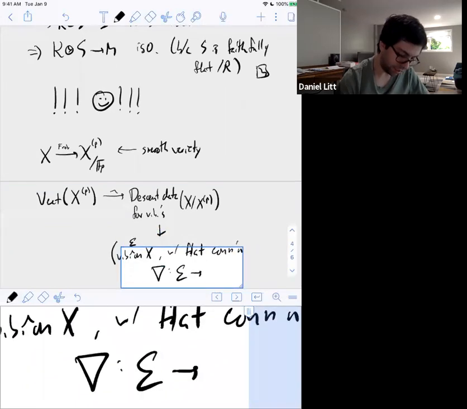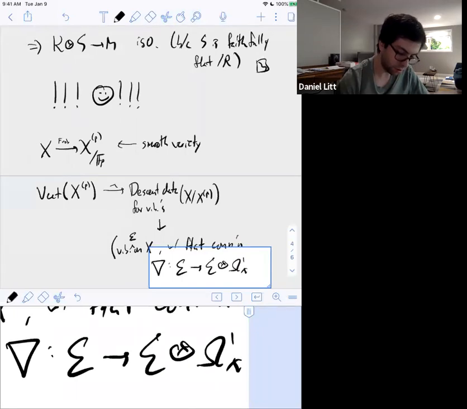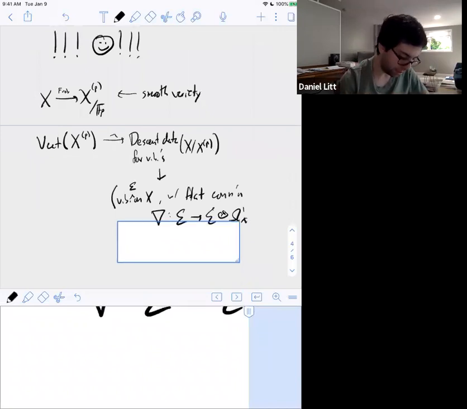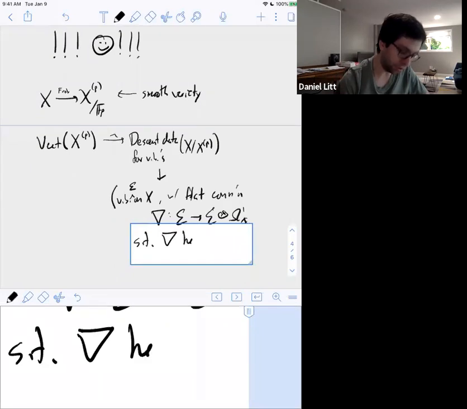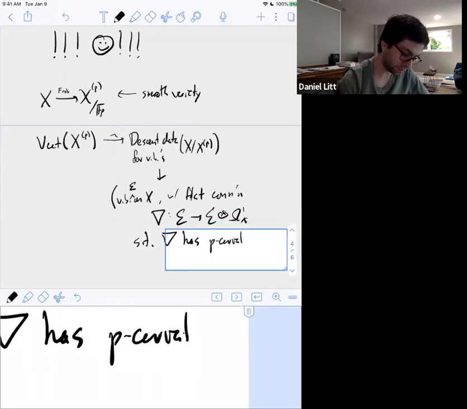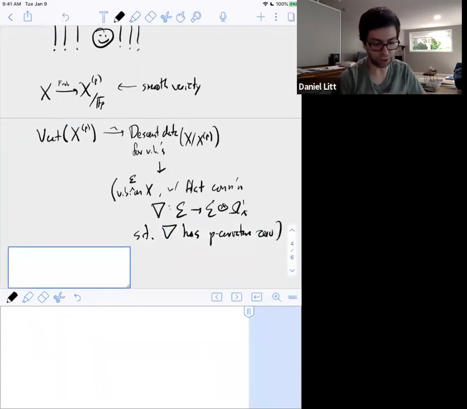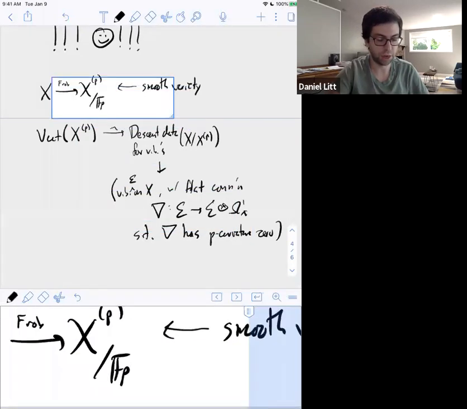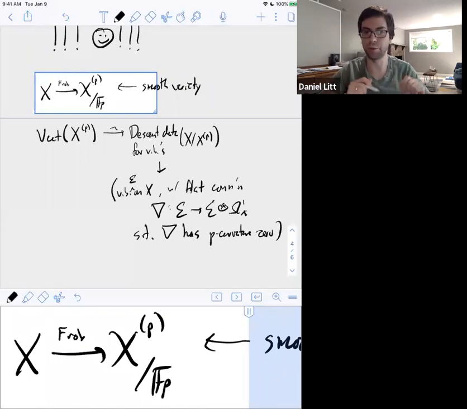Nabla from E to E tensor the Kähler differentials. So flat means the usual condition that if you compose Nabla with itself, you get zero. And then there's an extra condition which follows from the co-cycle condition, which is that Nabla has p-curvature zero. Explaining what p-curvature is would take us too far afield, but one way of understanding this is that the kernel of Nabla is going to be a vector bundle on Xp, and having p-curvature zero is that the rank of that vector bundle is the same as the rank of E. So this is a nice description of a faithfully flat descent along Frobenius in some special case.